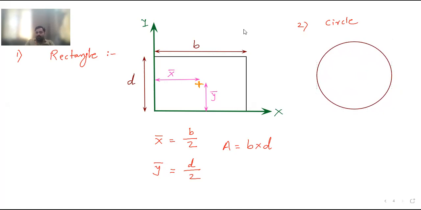Now you can say somewhere here the centroid of the circle is. See, center of circle and centroid are two different terminologies. In the case of circle, the center of circle and the centroid are at the same point.